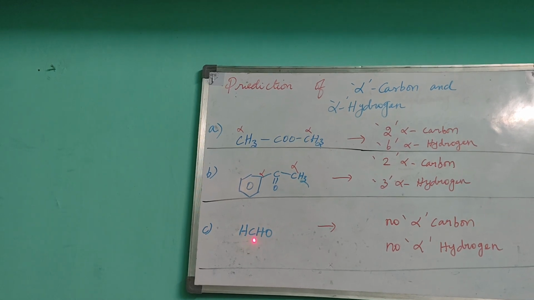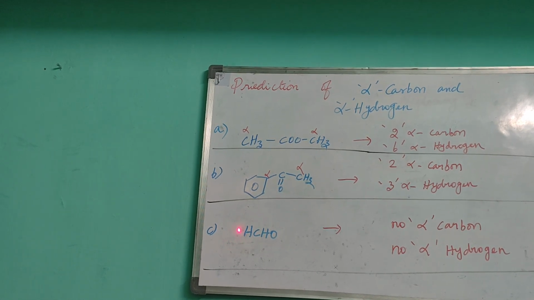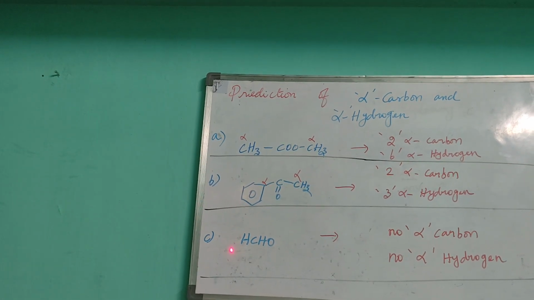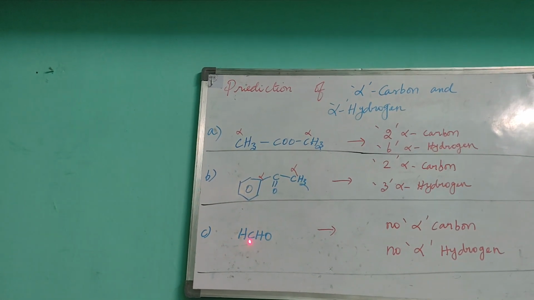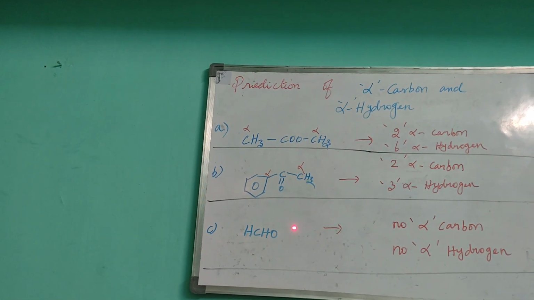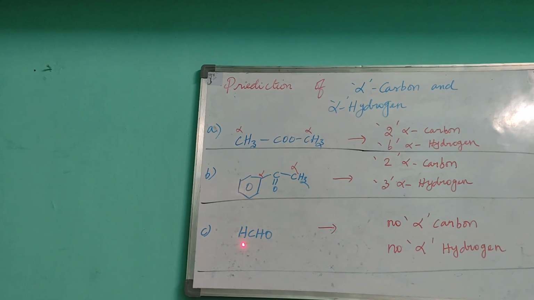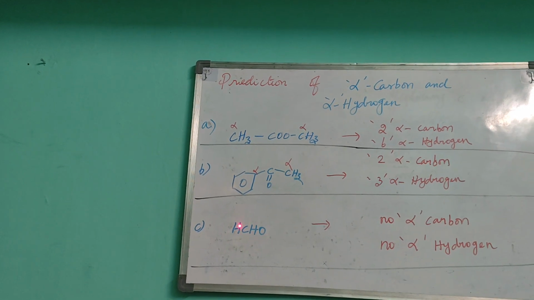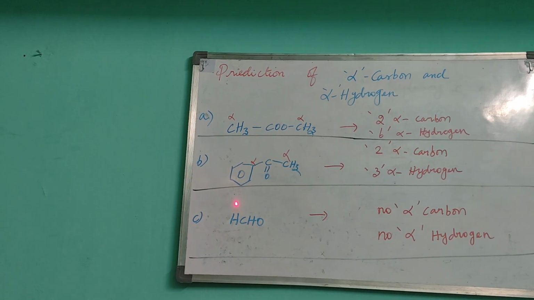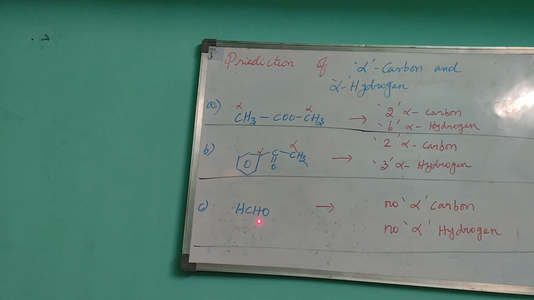So coming to the alpha carbon, this functional group does not directly attach with any carbon, so there is no alpha carbon. So what is alpha hydrogen? Any hydrogen attached to the alpha carbon is alpha hydrogen, but in this compound there is no alpha carbon, so there is no possibility of alpha hydrogen. This hydrogen should not be considered as alpha hydrogen. You may think that this hydrogen is directly attached to the functional group, so it may be alpha hydrogen. No, if there is no alpha carbon, there is no possibility of alpha hydrogen, even though the hydrogen is directly attached to the functional group.